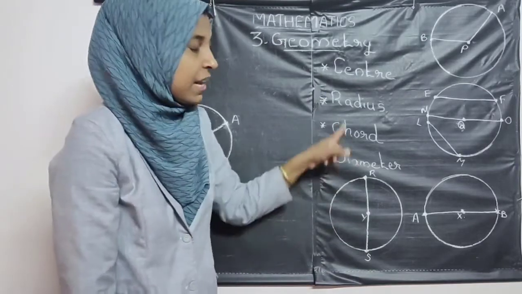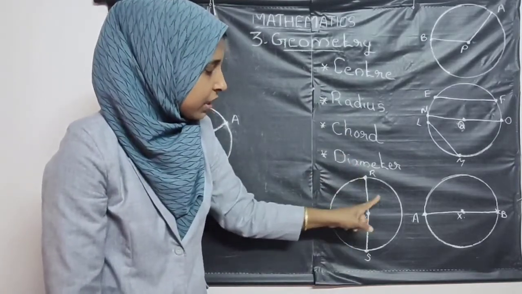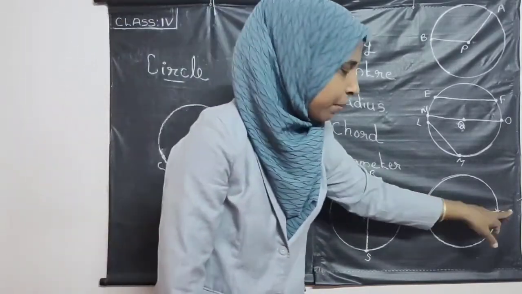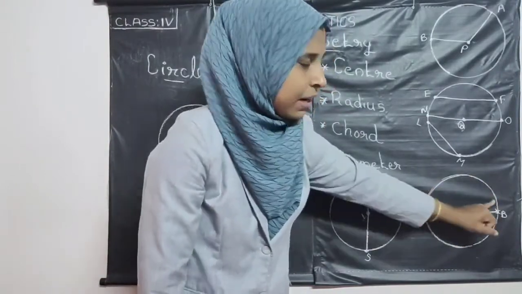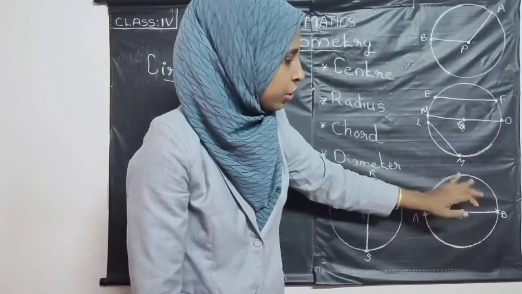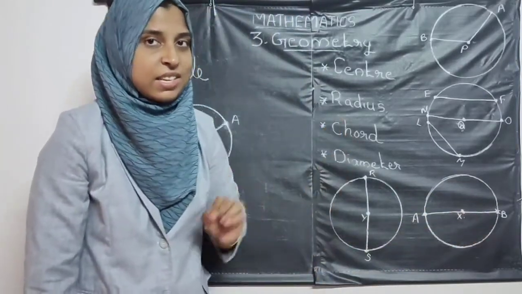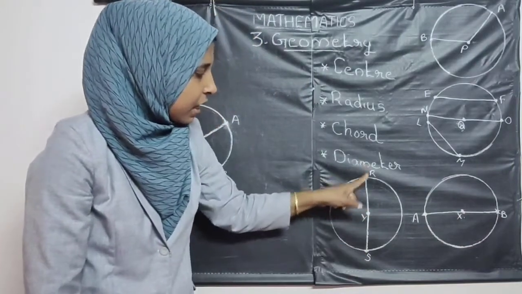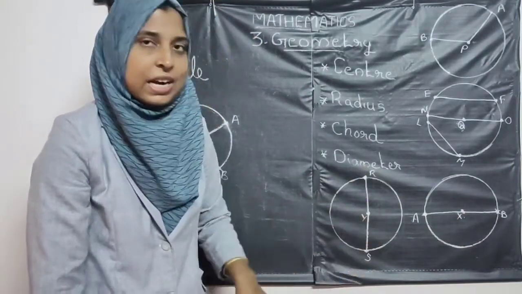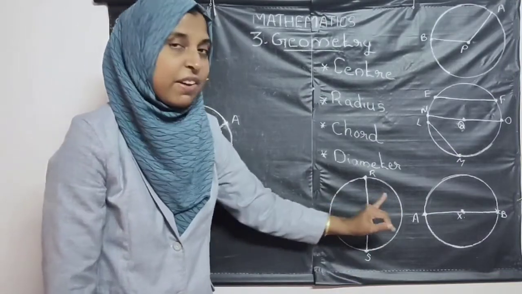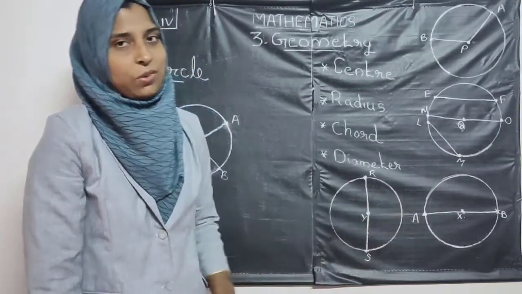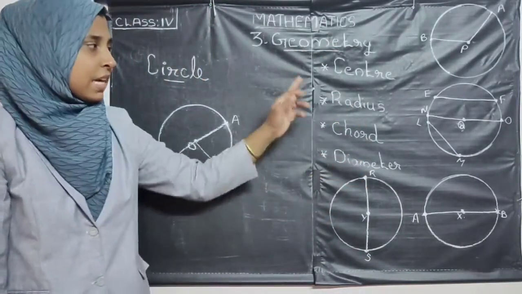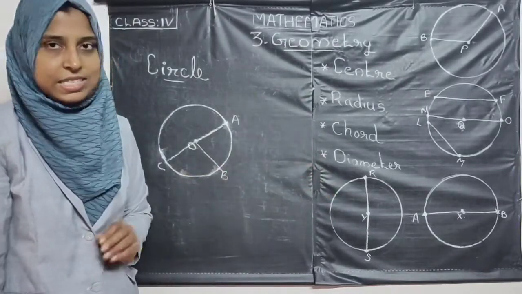And one more thing, children, a diameter cuts the circle into 2 equal parts. So this diameter AB cuts the circle into 2 equal parts, divides the circle into 2 equal halves. This is also a diameter. RS, this diameter divides the circle into 2 equal halves. Got it, children? Yes. So these are the 4 terms that we want to study in this chapter.